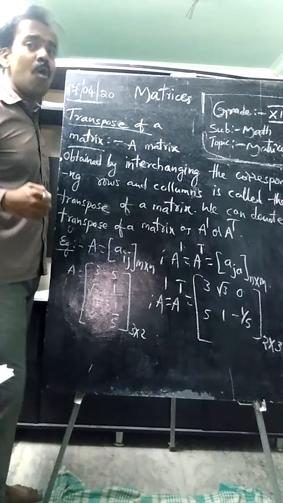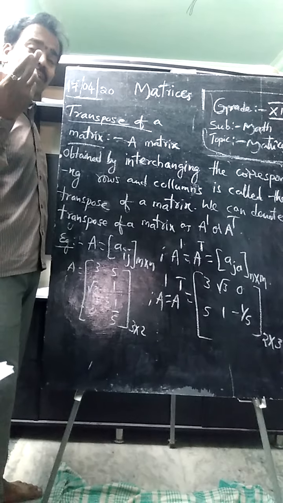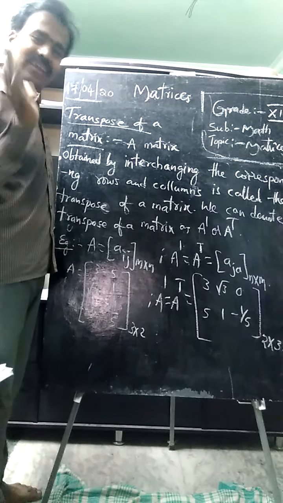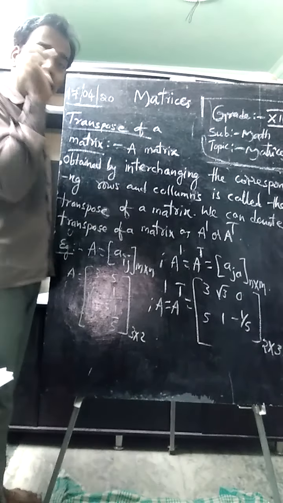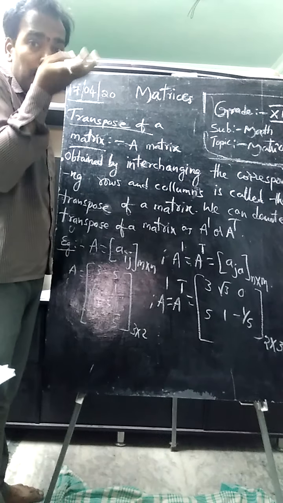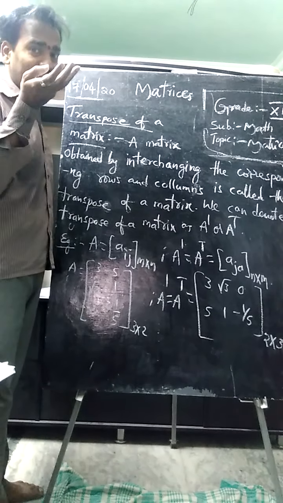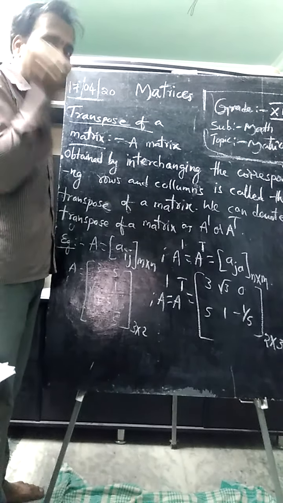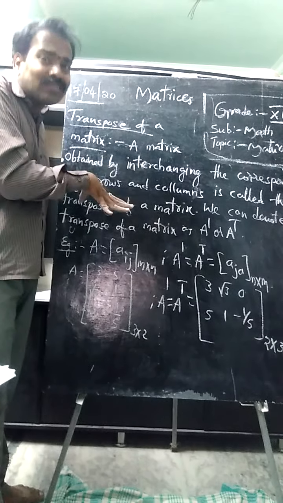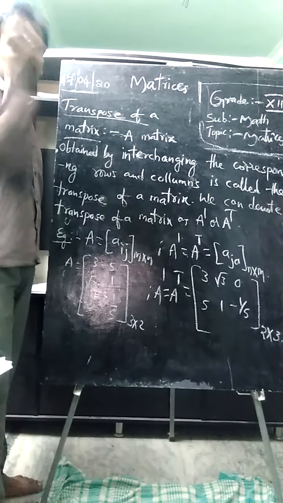We discussed A dash even in set theory. Of course, set theory is a little different. There, A dash we write as mu minus A, universal set minus the given set. The difference between the universal set and the given set is called A dash. But in this case, for matrices, it is called the transpose of the matrix.